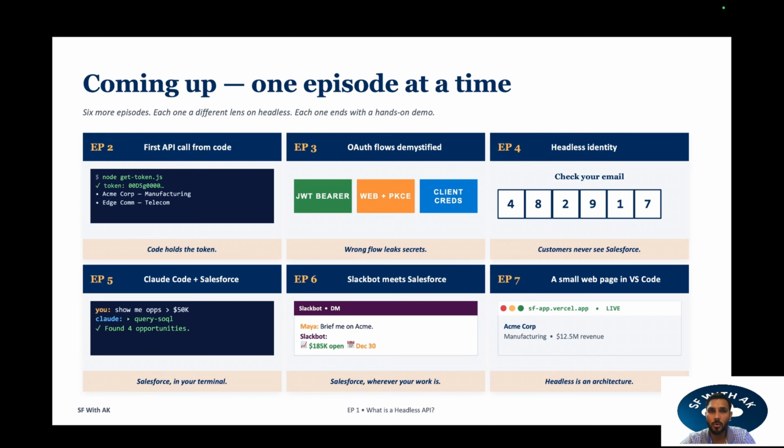Episode 2, code holds the token. Episode 3, pick the right auth flow. Episode 4, customer logs in through your brand. Episode 5, Salesforce in plain English. Episode 6, Slackbot. Episode 7, live web page. Headless is an architecture, and by episode 7, it will be your architecture.